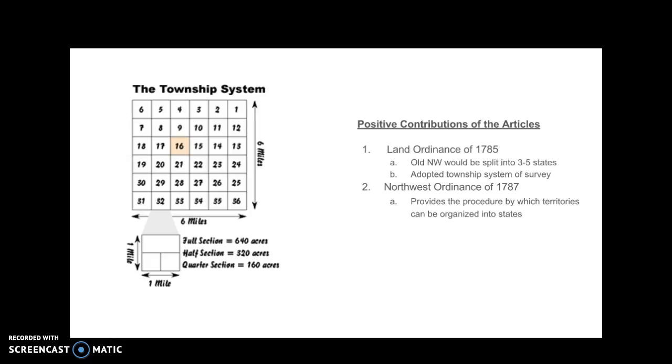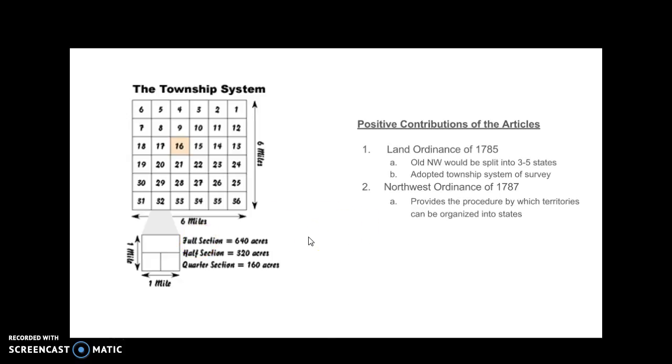The other positive contributions of the Articles was that it passed 2 key pieces of legislation: the Land Ordinance of 1785 and the Northwest Ordinance of 1787. Both dealt with the old Northwest Territory. We had labeled this Northwest Territory the Ohio Valley when we were talking about this during the French and Indian War. So just think about that same area that was disputed between the French and the British during the French and Indian War. This is the same territory that we're talking about now under these 2 pieces of legislation.